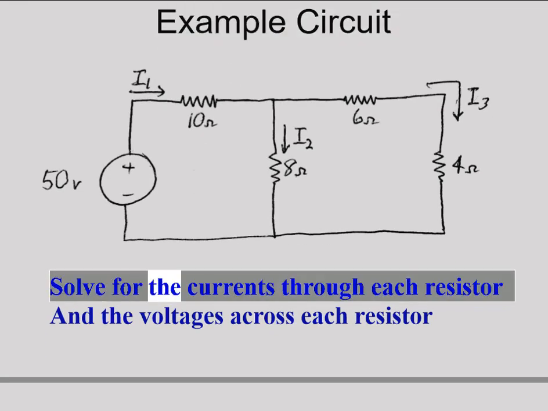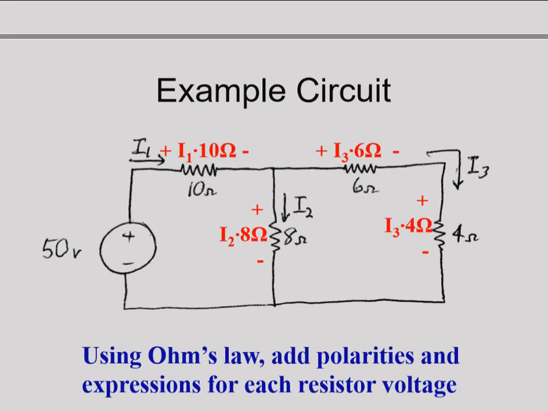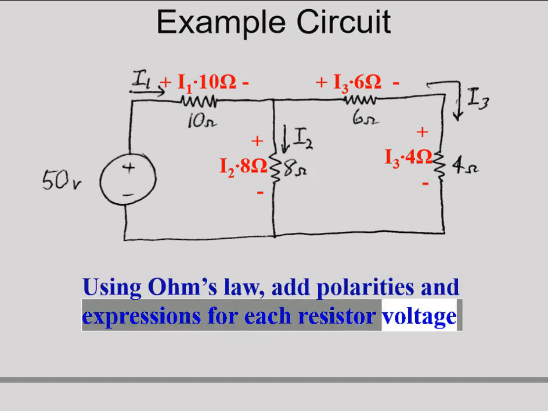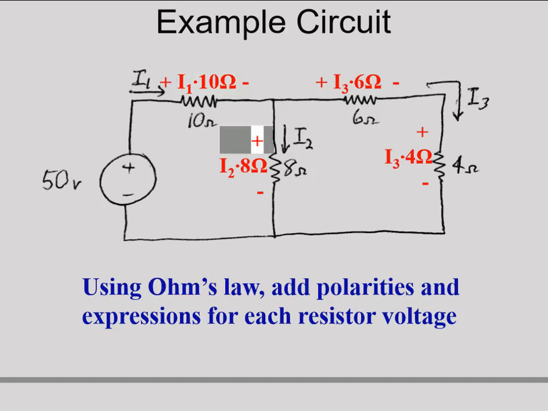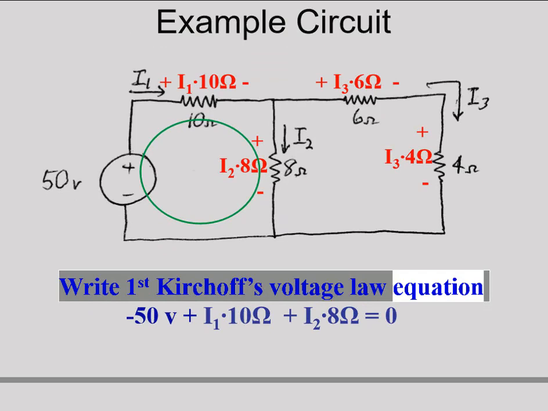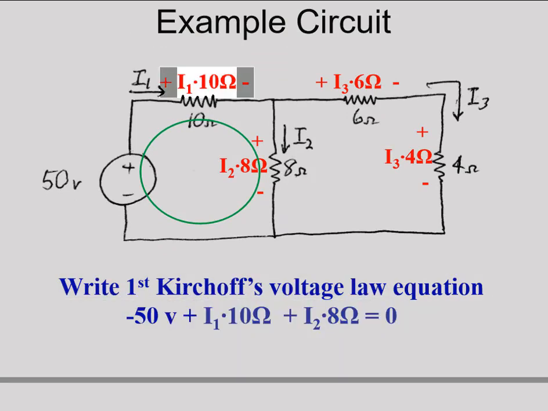Example circuit: solve for the currents through each resistor and the voltages across each resistor. Using Ohm's law, add polarities and expressions for each resistor voltage: I1 times 10 ohm, I2 times 8 ohm, I3 times 6 ohm, I3 times 4 ohm. Write the first Kirchhoff's voltage law equation: minus 50V plus I1 times 10 ohm plus I2 times 8 ohm equals 0.